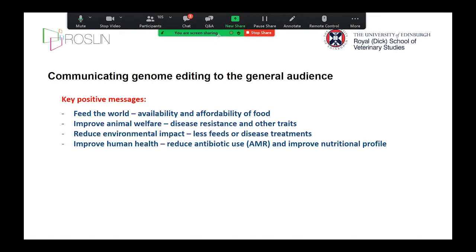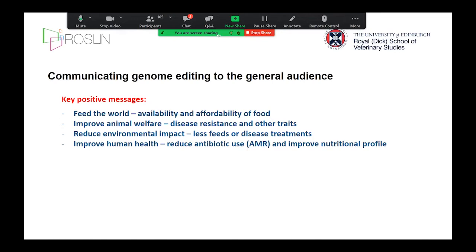I think the potential is enormous, and it can have major benefits to everyone worldwide. It can feed the world, and it can help the availability and the affordability of food. I know many people check the labels, but most people check the price, and if genome editing can make food cheaper, well, that's a win for everyone.